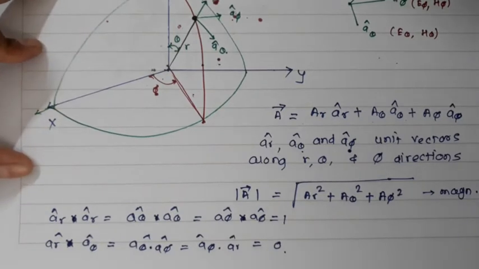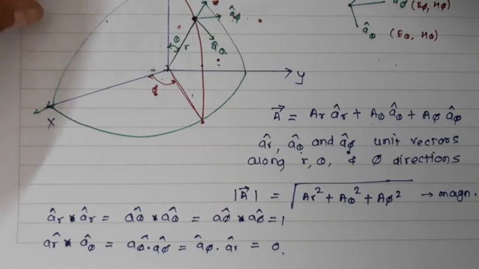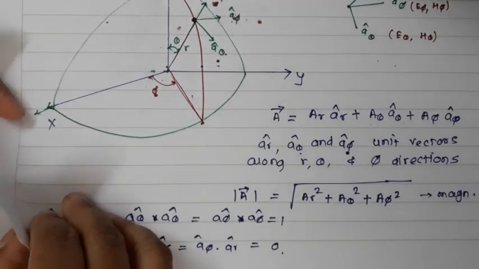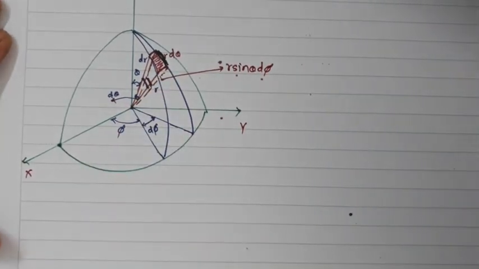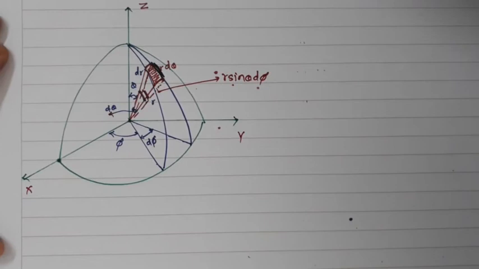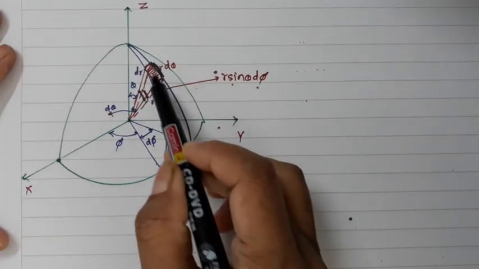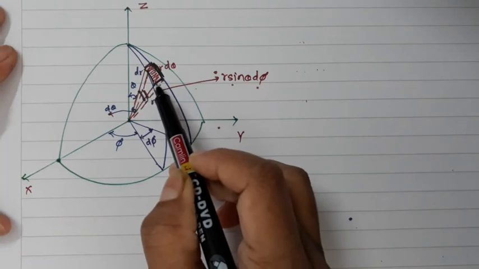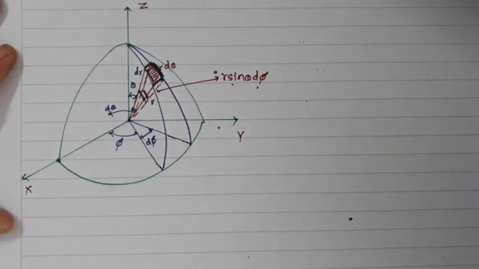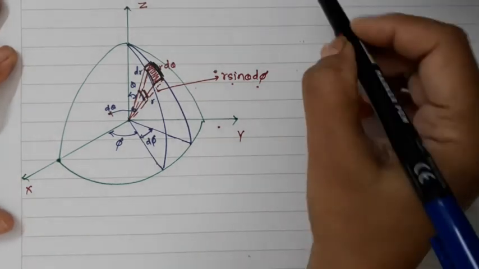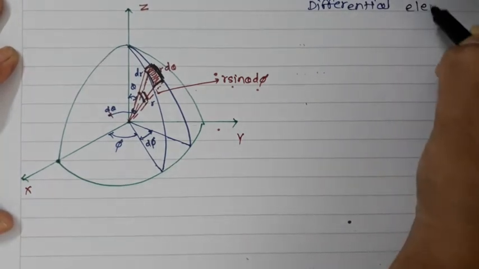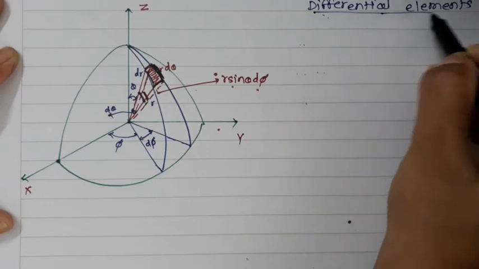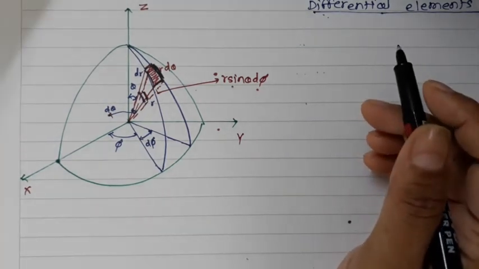Now let us see the spherical coordinate system for our antenna. When we talk about the antenna, suppose your antenna is radiating in a particular direction, we need to find out this particular area. How to find out this area in the spherical coordinate system, that we will see today. So I want to know the differential normal area. Here I am going to talk about the differential elements in the spherical coordinate system. First I'll talk about the differential displacement.